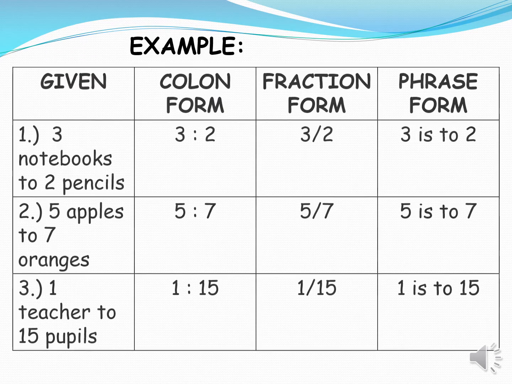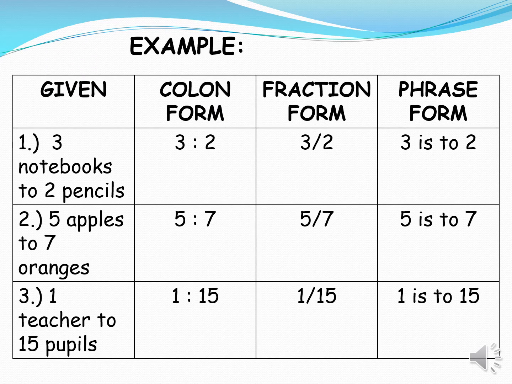Example, we have here a table. We have a given expressing ratio in column form, fraction form, and phrase form. Number 1, 3 notebooks to 2 pencils in column form. So using the symbol of colon, that is read as 3 is to 2. Using the fraction form, we have 3 is to 2. Phrase form, 3 is to 2.